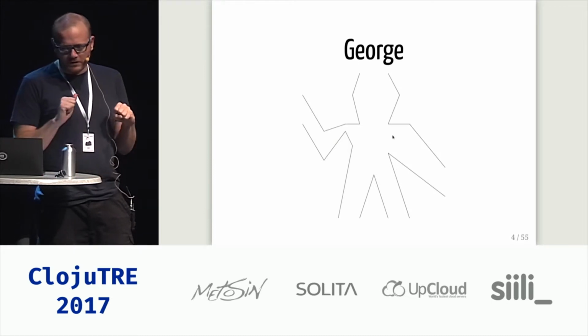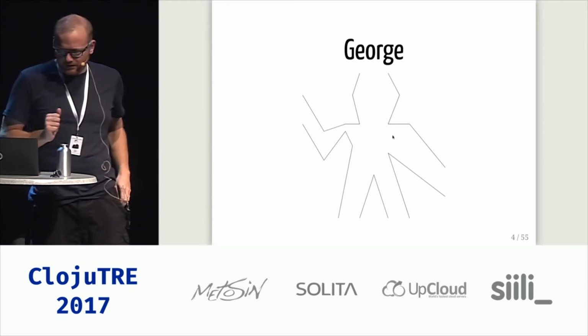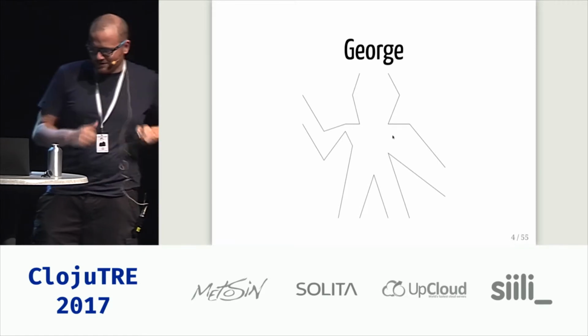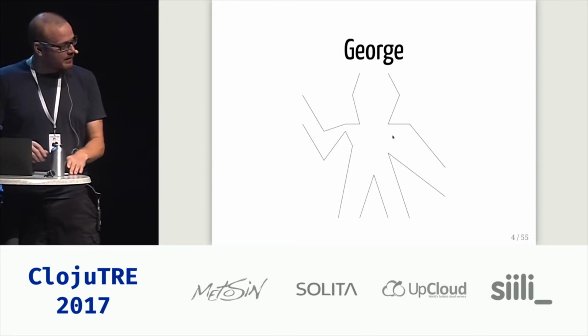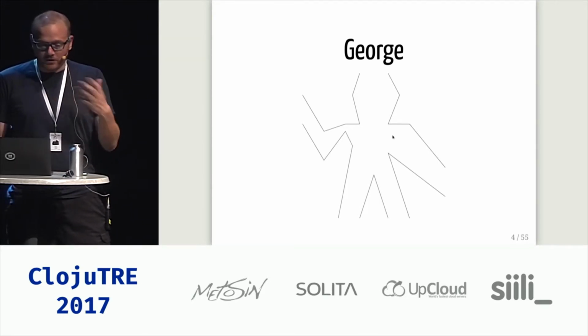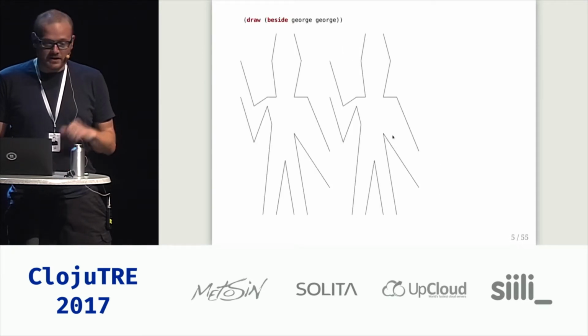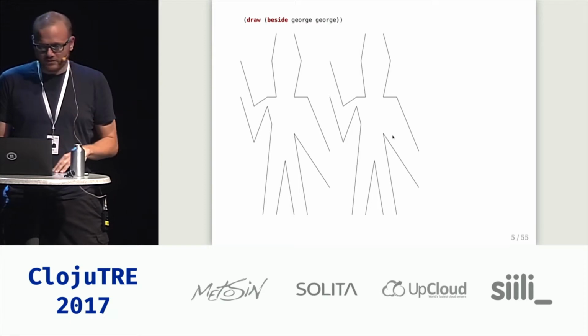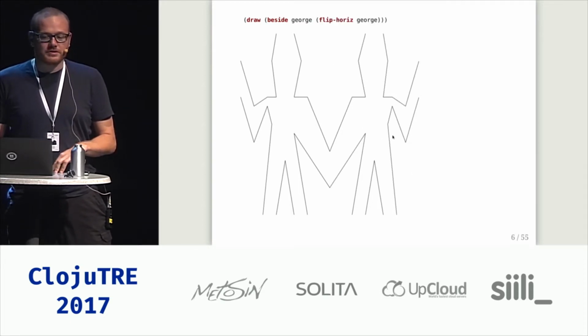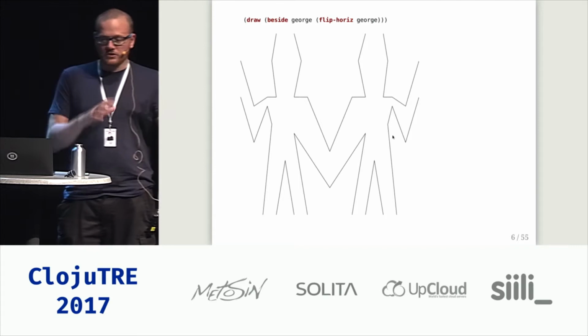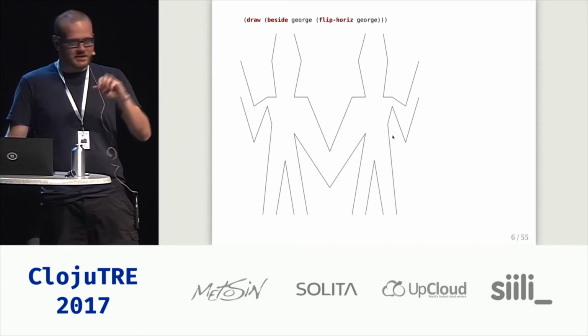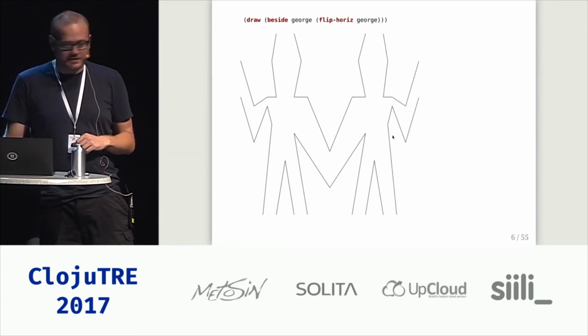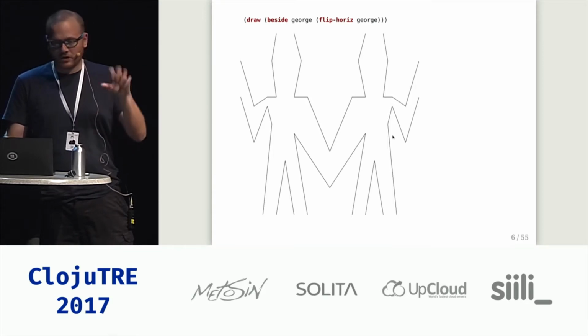So he starts off with building a grammar. You're going to get the 10-minute version of this introduction, so it's going to be quite quick. He starts building up a grammar of pictures. So you say, if you draw George beside George, George is this stick man drawn here, and you've got functions that operate on the pictures. So if you flip George horizontally and then draw him beside himself, then you've got this way of combining and transforming pictures, which are just functions, right?